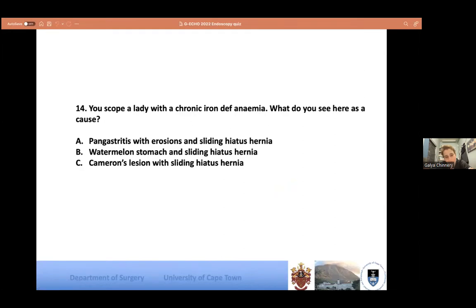Let's see, Cheryl. Yes, thank you. So C, Cameron's ulcers or lesions, whatever you want to call them, with the sliding hernia. Remember, they are due to friction, the combination of friction and gastric pH, where the crural indentation is on the hernia. That's where you get these ulcers.